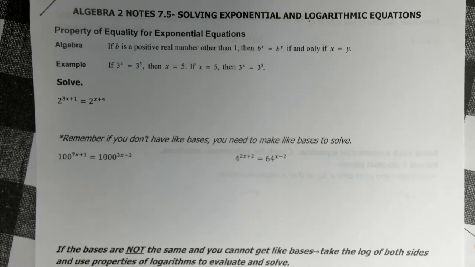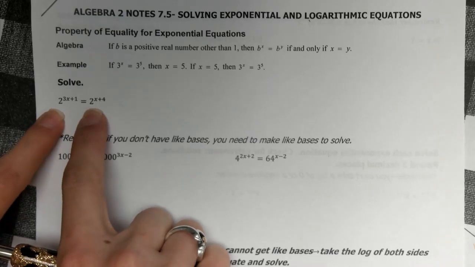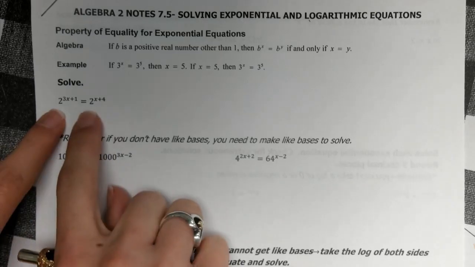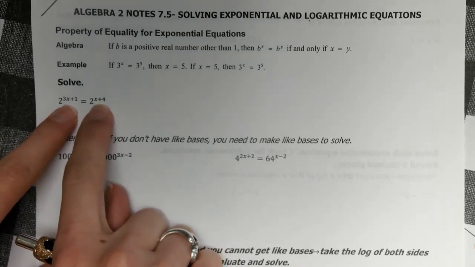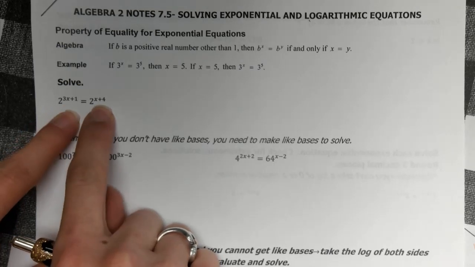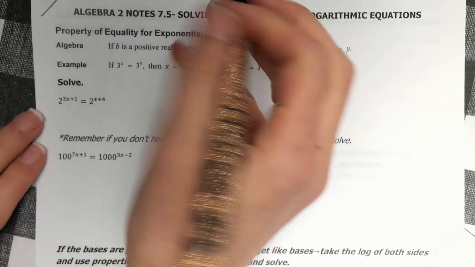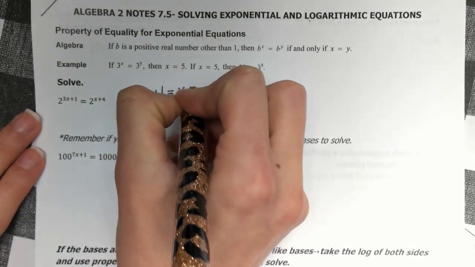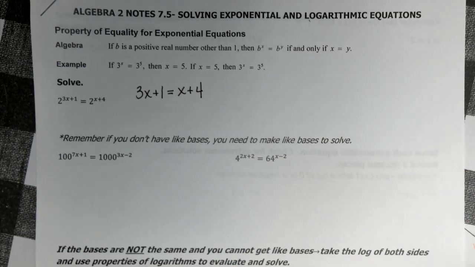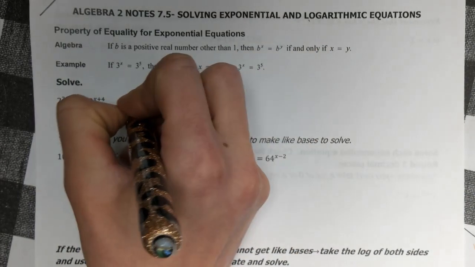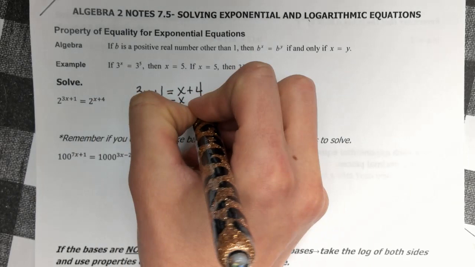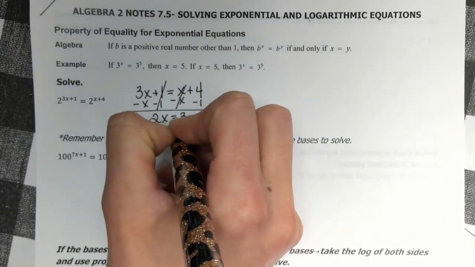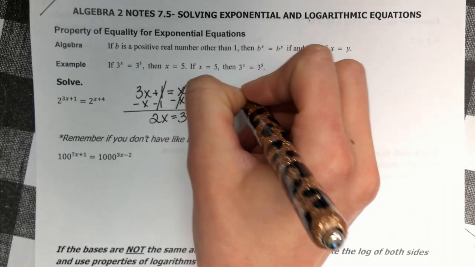So review-wise, remember that if you have the same bases for an exponential equation, then you can just set the two exponents equal to each other. So as long as my bases are equal, then my exponents have to be equal. So all I would do is set 3x plus 1 equal to x plus 4 and solve for x. So I would subtract my x, get my x on one side and my constant on the other, so I would subtract my 1. And so that gives me 2x equals 3, divide by 2, and x equals 3 halves.